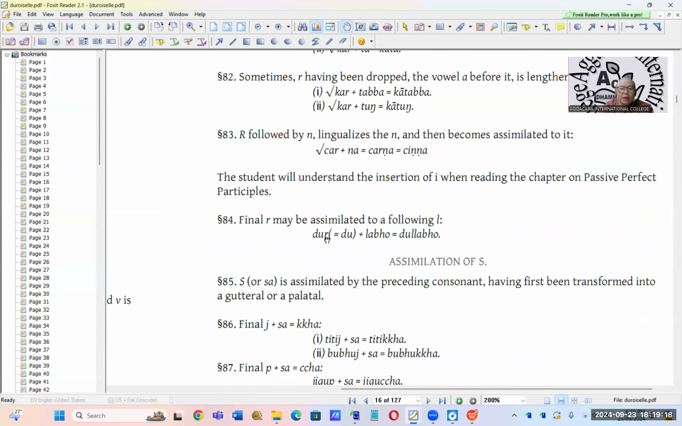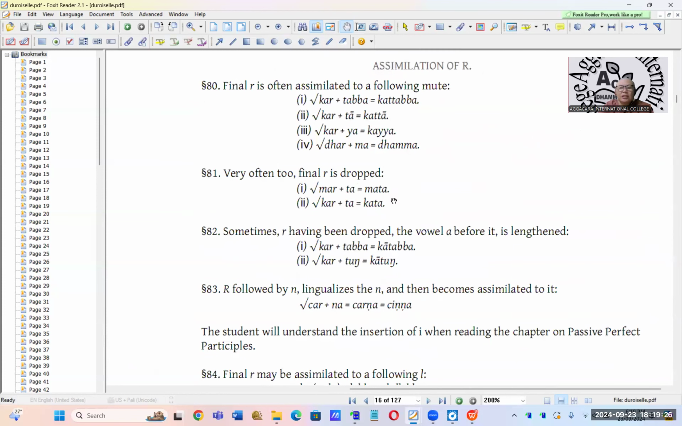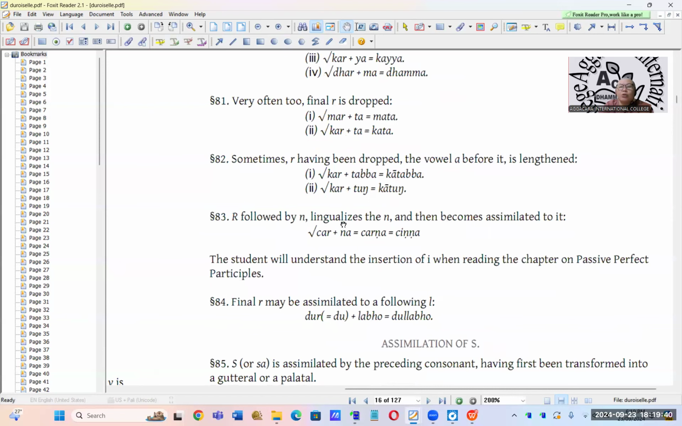Now the R also disappears and becomes LL here. When we come to L, we just remember L is not so important a consonant. It does not change things. You can take it in this way: it does not change into T or Y or M. Sometimes it's dropped. But what it can change is that it can be lingualized. What's the meaning of lingualize?